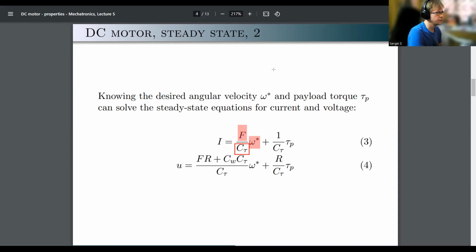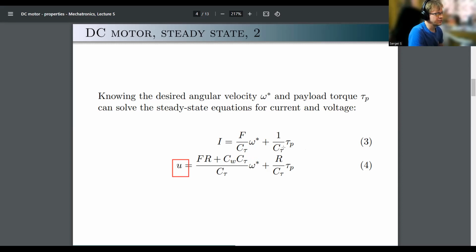This whole thing is just a current to compensate for friction torque. And this one is a current to compensate for payload torque. So that's it. Very understandable, this part. Now, this is more complicated.